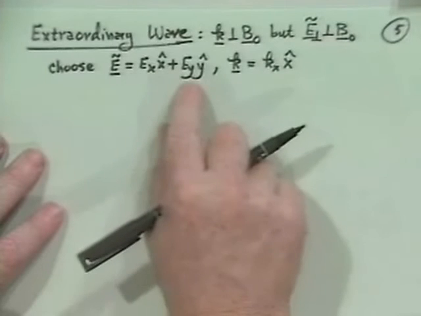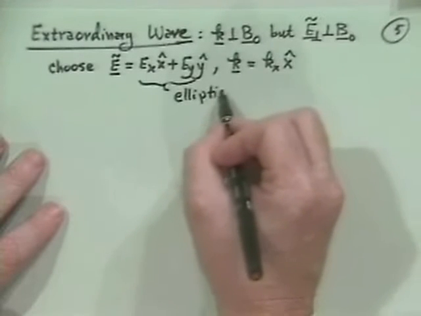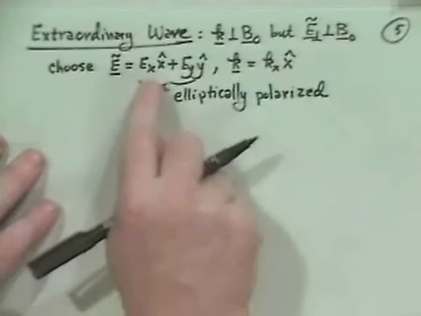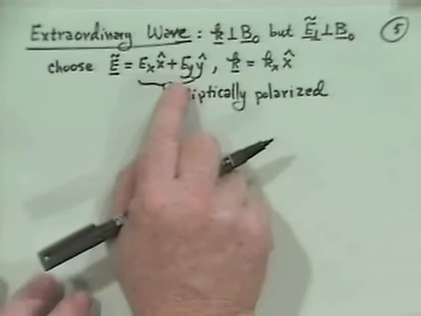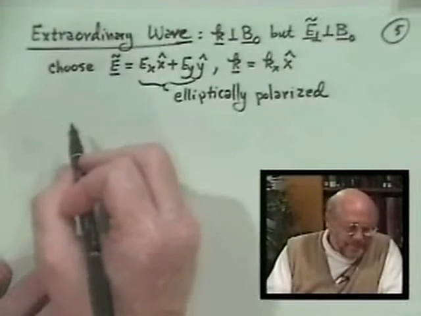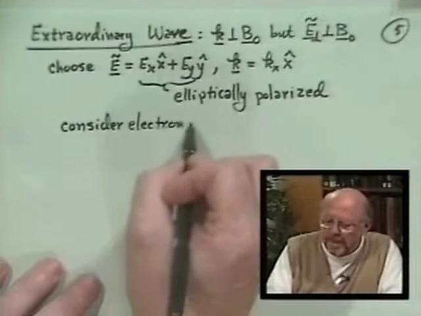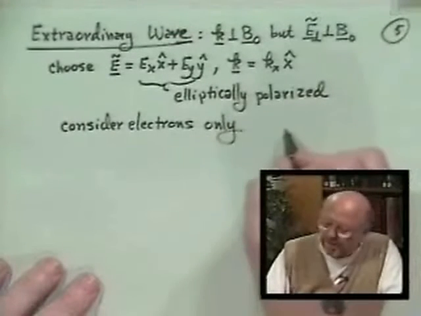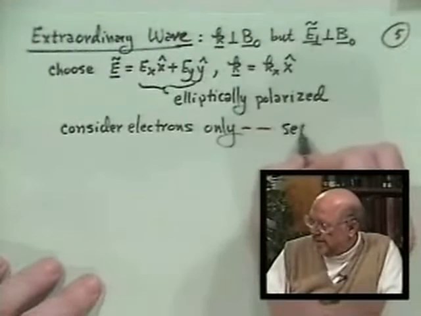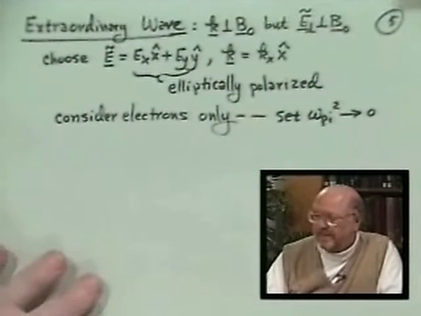It turns out by allowing both Ex and Ey in general, this mode is going to be elliptically polarized, perpendicular to the magnetic field. That's precisely true if Ex and Ey are out of phase, but we'll show that in a moment. Now, for simplicity, we'll consider electrons only. And what specifically we end up doing then is we set omega pi squared to zero, just for simplicity.